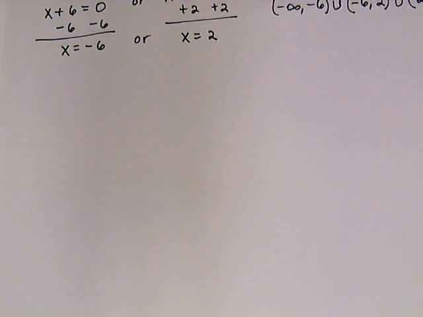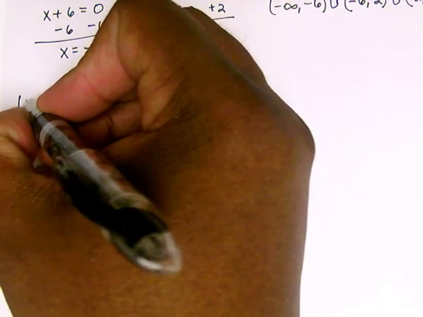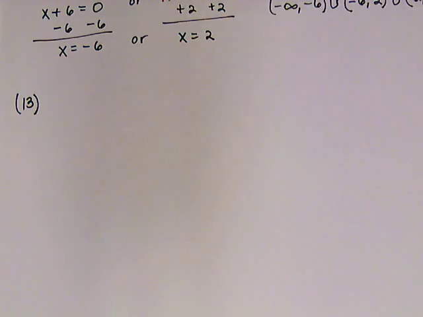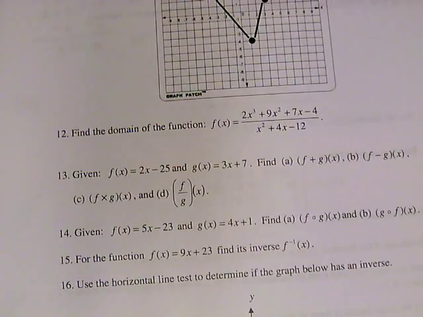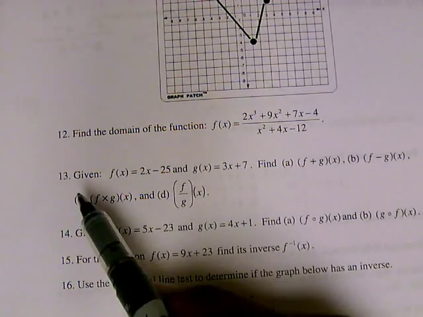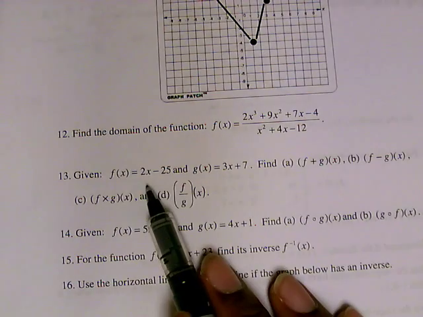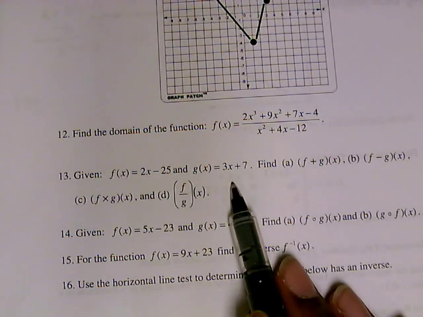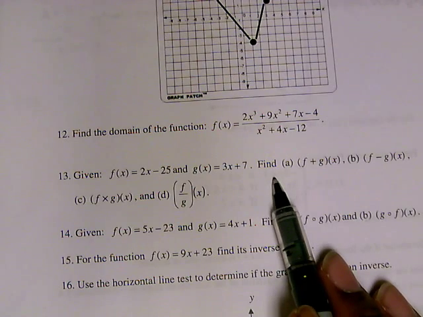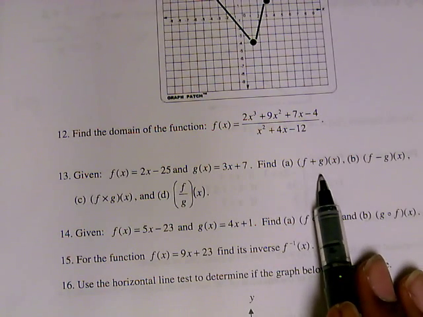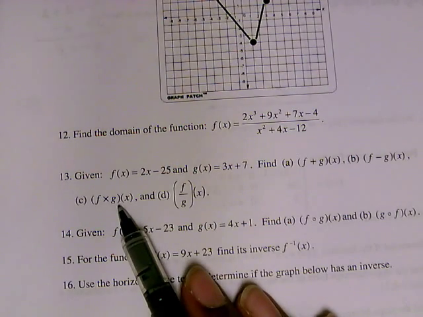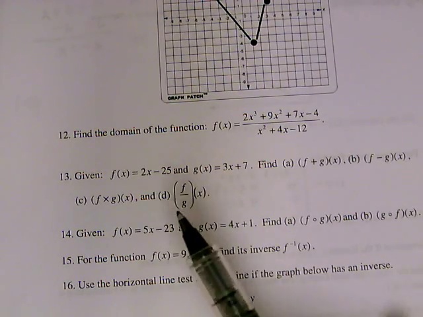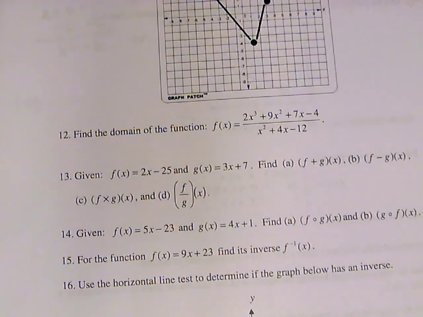Okay, next is number 13. That's the algebra of two functions. You're given that f of x is equal to 2x minus 25 and g of x equal to 3x plus 7. Here you want to find f plus g of x, f minus g of x, f times g of x, and f over g of x. And that's all there is to it.